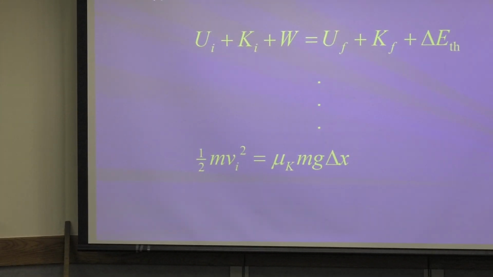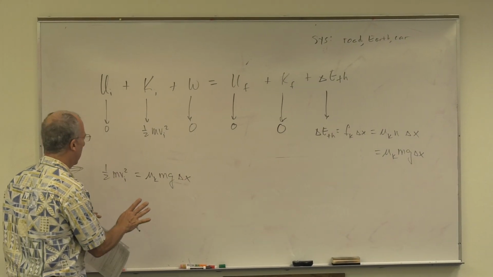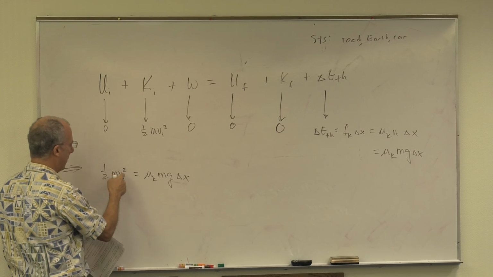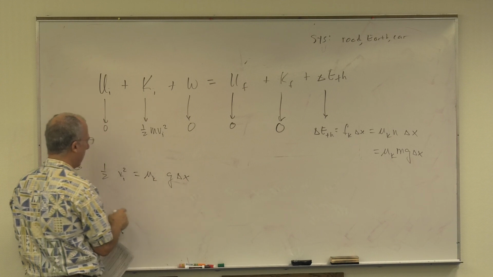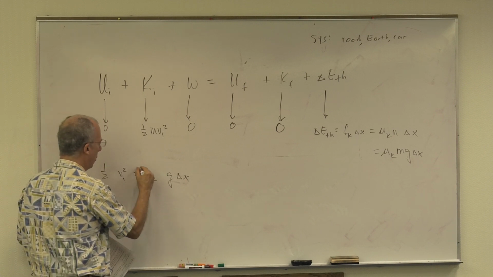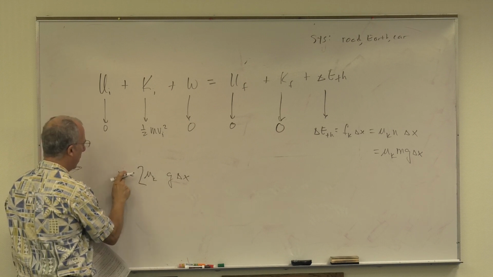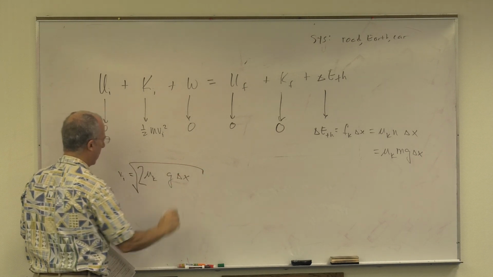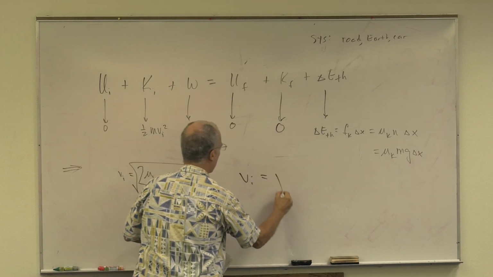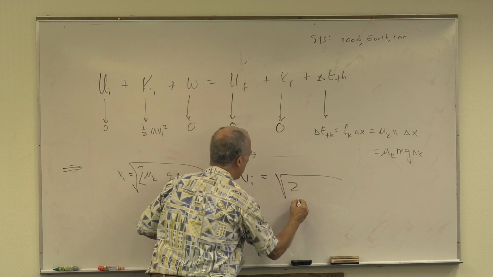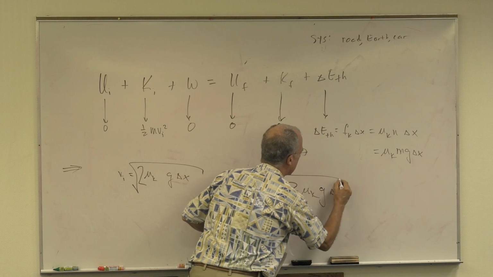Now what are we trying to solve for? The initial speed, right? Now look at what's beautiful about this thing. The masses cancel, so goodbye masses. We want to solve for the velocity, so multiply both sides by 2, then take the square root. Here's your answer. So the initial velocity equals the square root of 2 mu k g delta x.